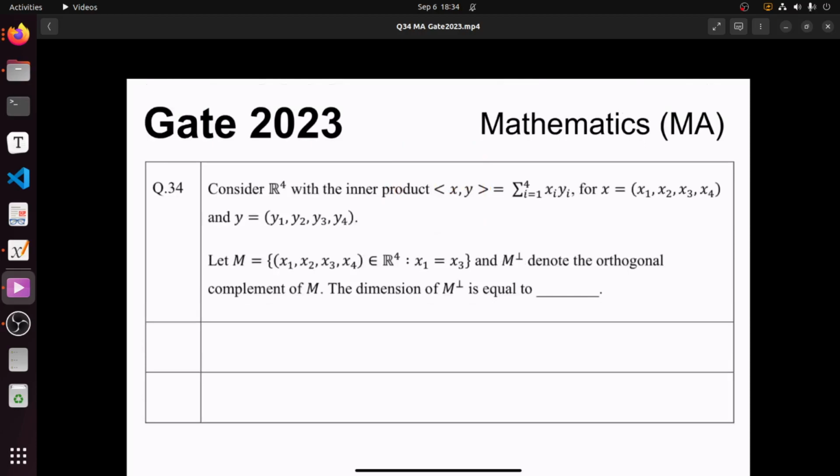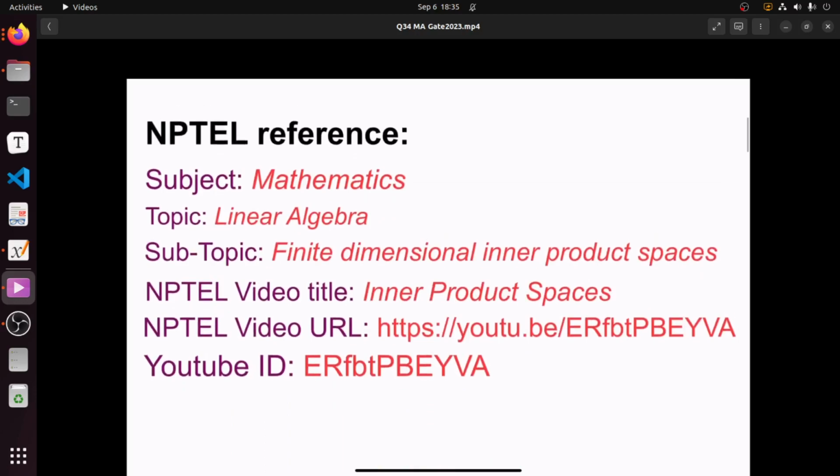What this is saying: consider R4 with the inner product <x, y> defined as the summation of xi yi, with i running from 1 to 4, where x is this vector in R4 and y is this vector in R4. M is a subspace which is given here, and M perp is called the orthogonal complement of it. Then you have to find the dimension of M perp. Okay, so let's see. This is the NPTEL reference in order to solve this problem.